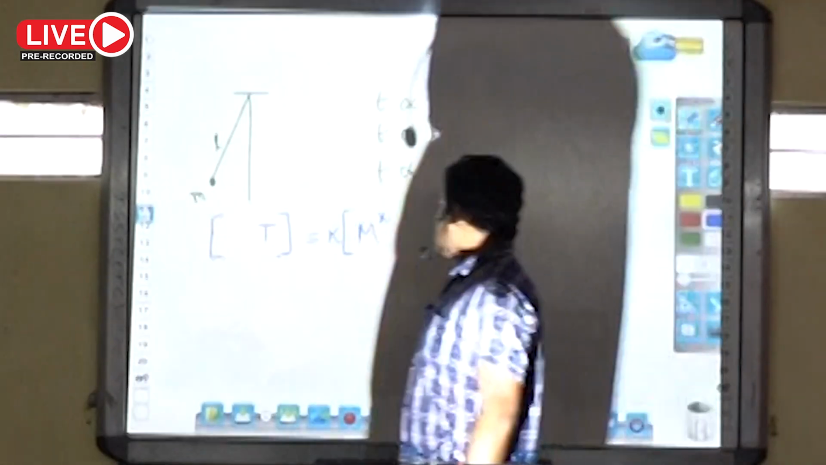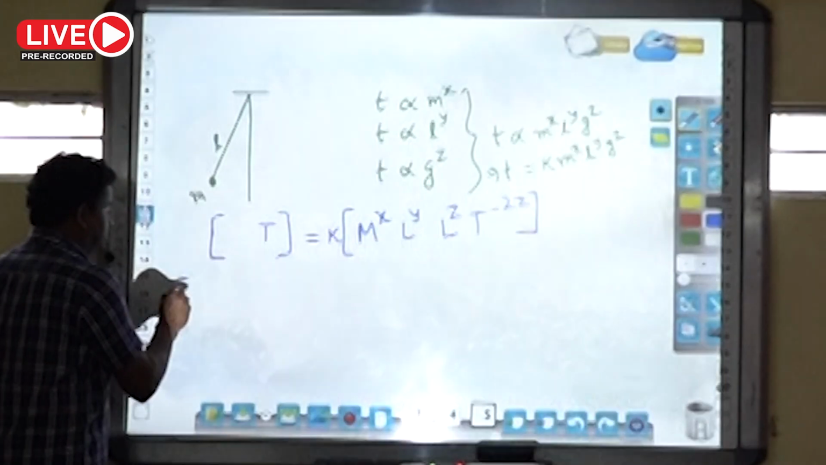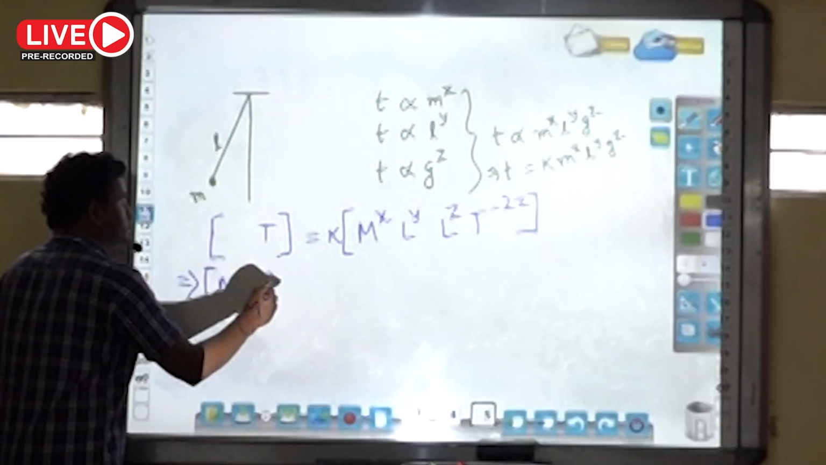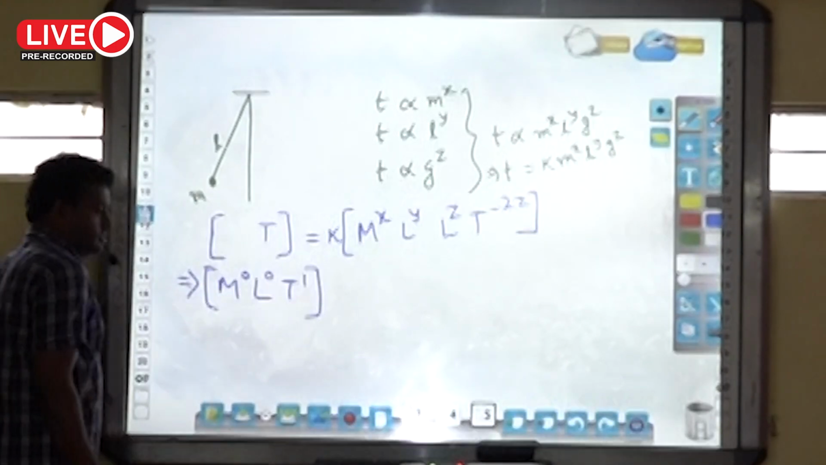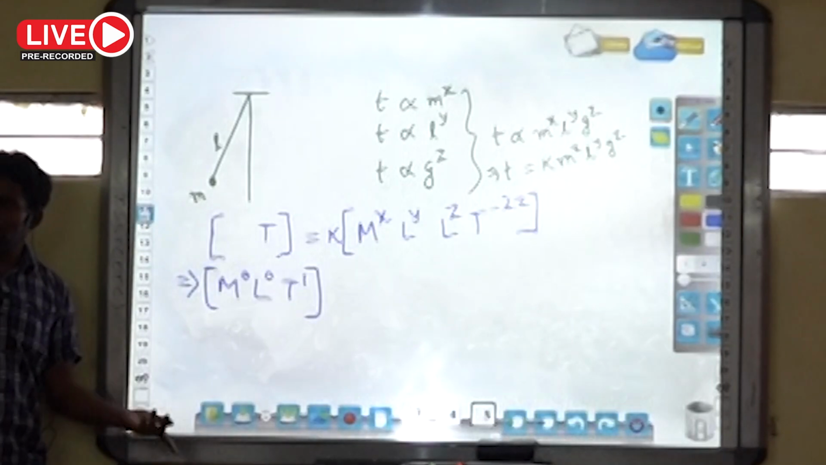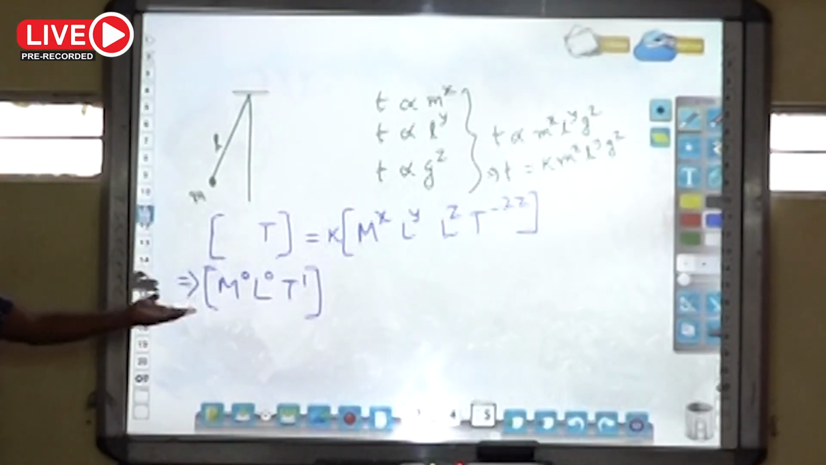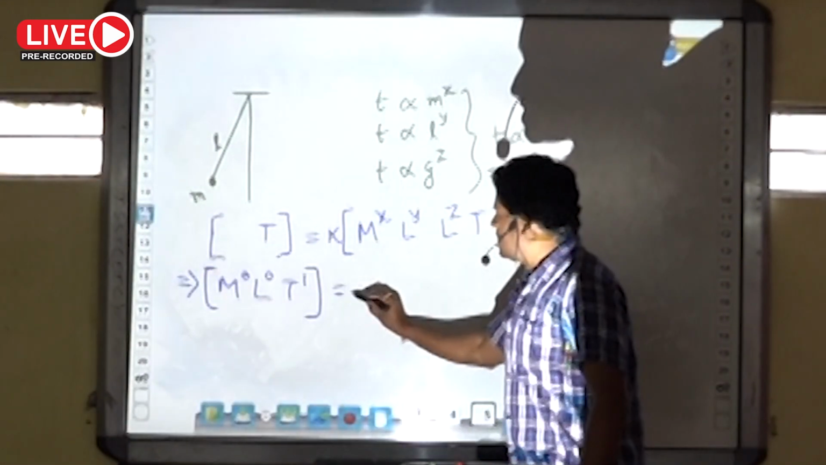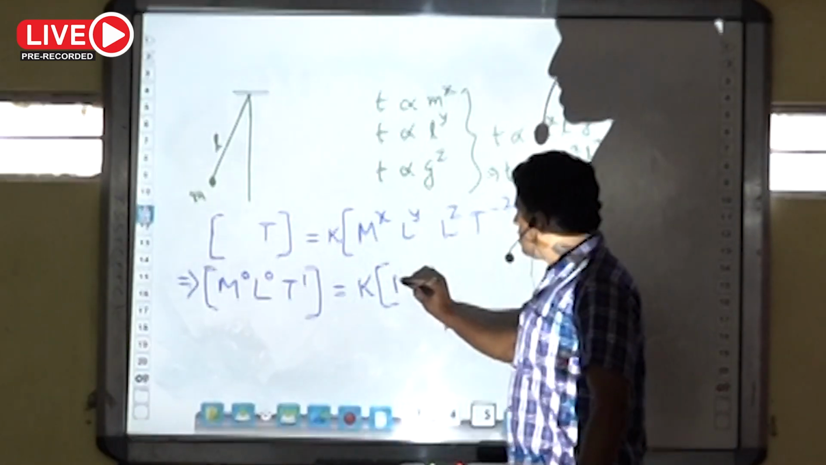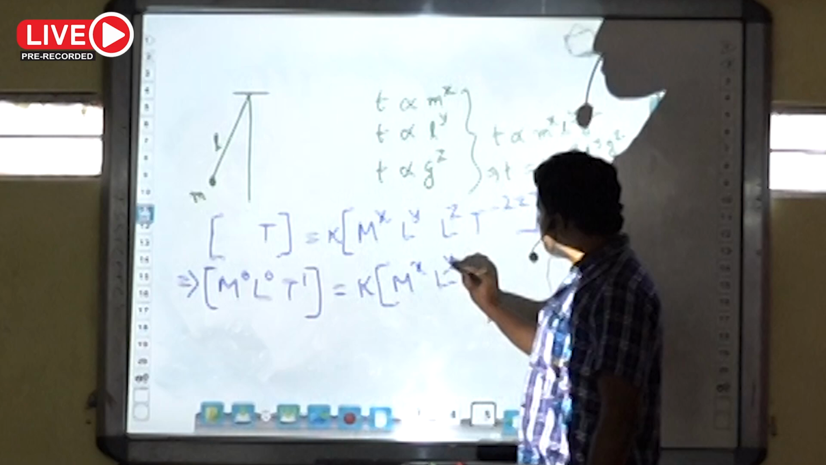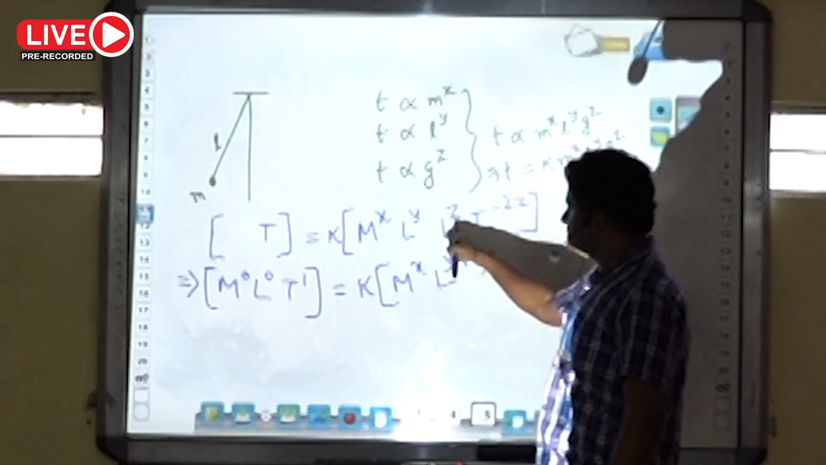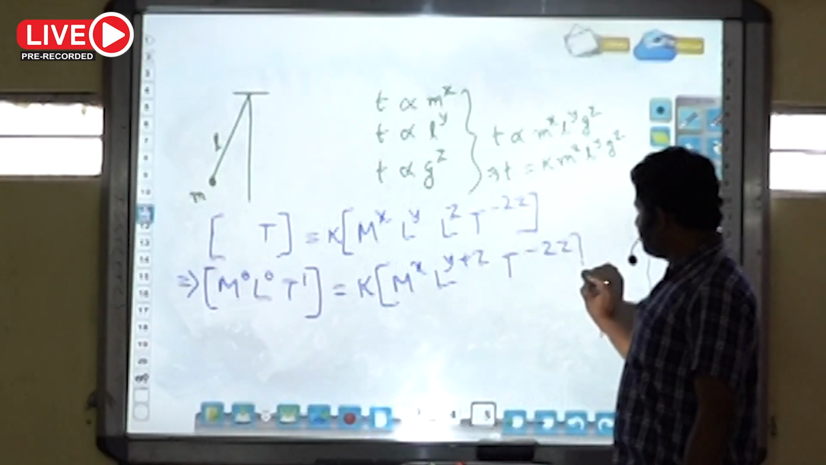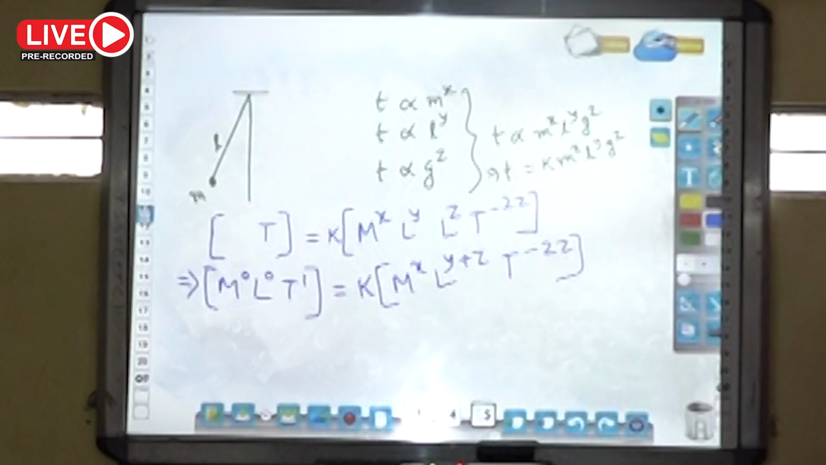Now on that side, write this one as m to the power 0, l to the power 0, t to the power 1. Because l to the power 0 means 1, and t to the power 1 means t. And write this one as k times m to the power x, l to the power y plus z, into t to the power minus 2z.